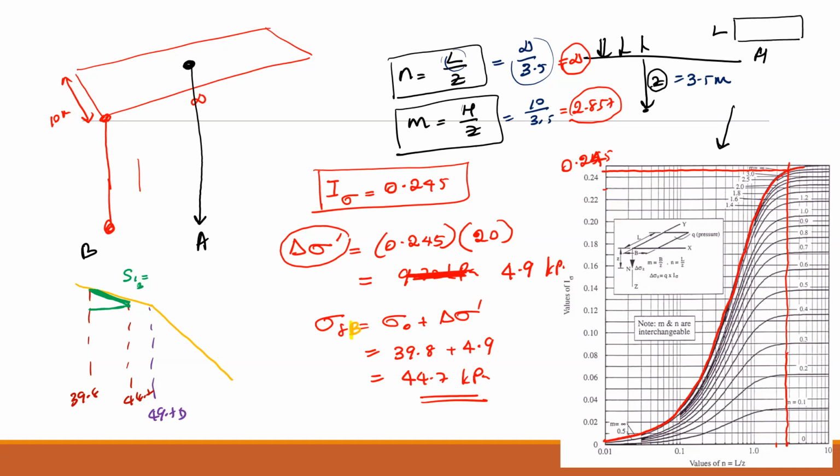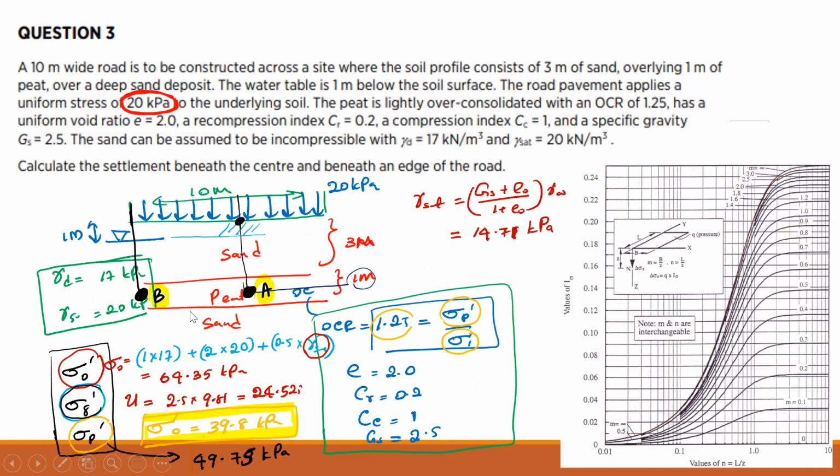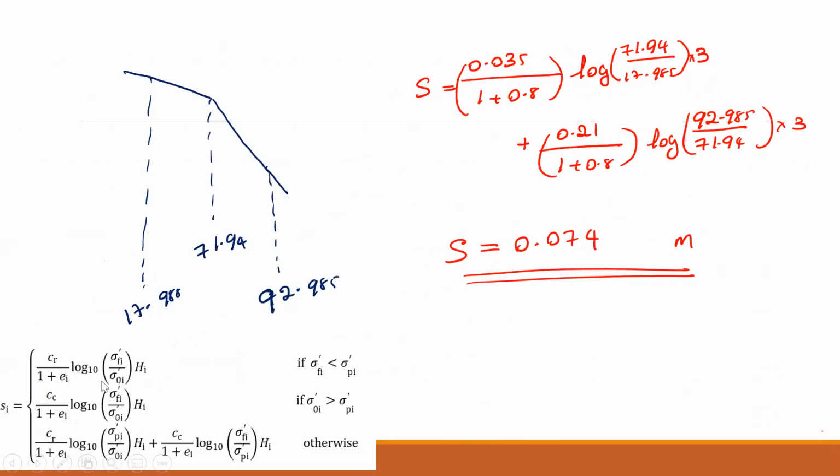So Caroline, are you okay? Because you were not in the class, but if you did the previous one, this should be easy as well. Do you guys need the equation? Yeah, this is the equation. Okay, so Cr divided by 1 plus e, log of the final divided by the initial, times the height of the layer. Now, how many layers do we have? How many layers are settling now?